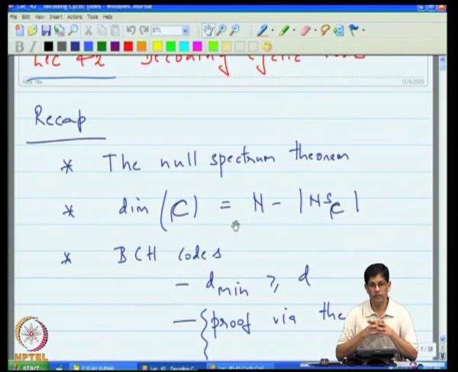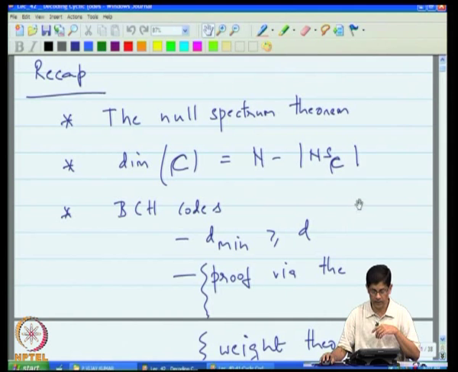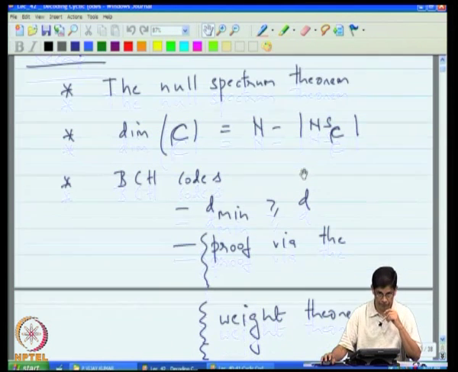Then we moved on to discussing the parameters of cyclic codes, and the block length is obvious. The two other parameters of interest are the dimension and the minimum distance. So the dimension, we proved a theorem which stated that the dimension of the code is the size of the complement of the null spectrum. In other words, you count how many frequencies there are in the null spectrum, and n minus that amount is the dimension of the code.